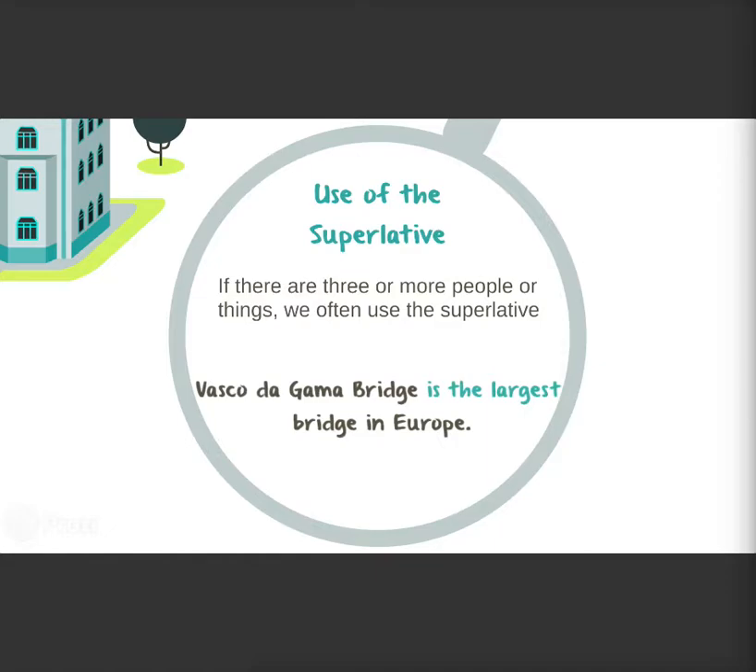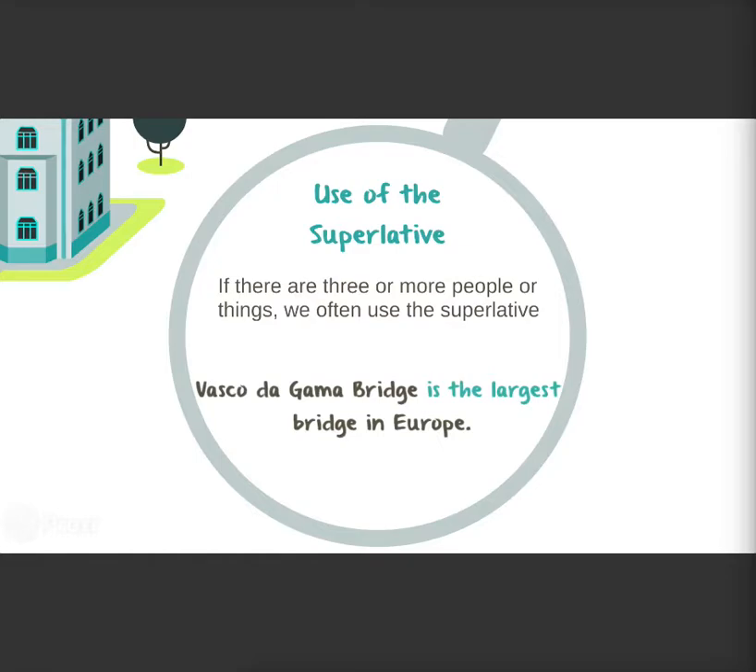Vero, princess, can you please help me read this first slide? Yes, miss. Use of the superlative. If there are three or more people or things, we often use the superlative. Okay, the example. The Gamy Bridge is the largest bridge in Europe.